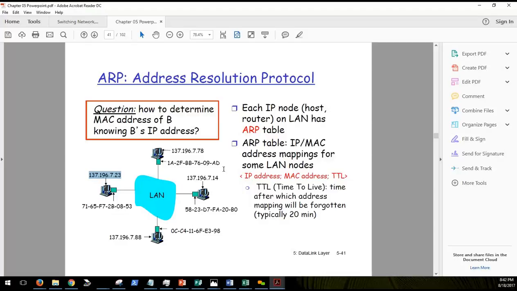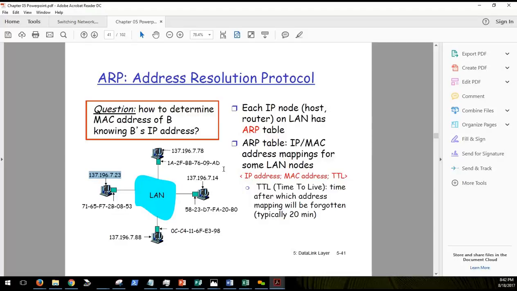Read the IP addresses for me there, Sam. Read me the first three octets. The IP address is 137.196.7. Okay, that's the value of the first three octets, correct? Correct. Would you agree that the value of the first three octets is the same for all of the IP addresses in this diagram? Yes.